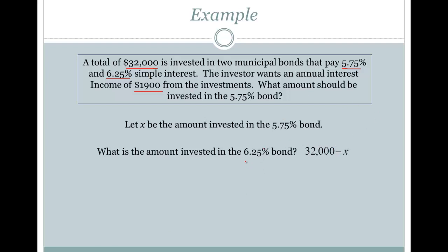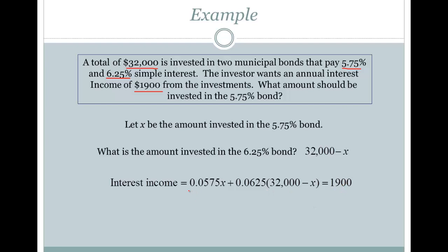If I do that, let's think about how much interest I'm going to earn. All right? If I do that, the interest income I'm going to earn is 0.0575. Again, I got to take my percentage and put it into decimal form, times X, plus the amount that I put in the 6.25% bond times the 0.0625. And that has to equal 1,900.